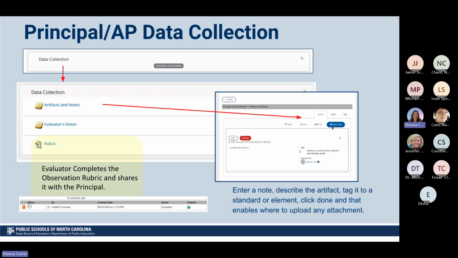After you click New Note and start entering, you will see the option to attach a file. So you actually do have to start that note in order to get that option to attach that file. You can enter that note, describe your artifact, tag it to a standard or element, and click Done when you are finished with anything that you need to upload.